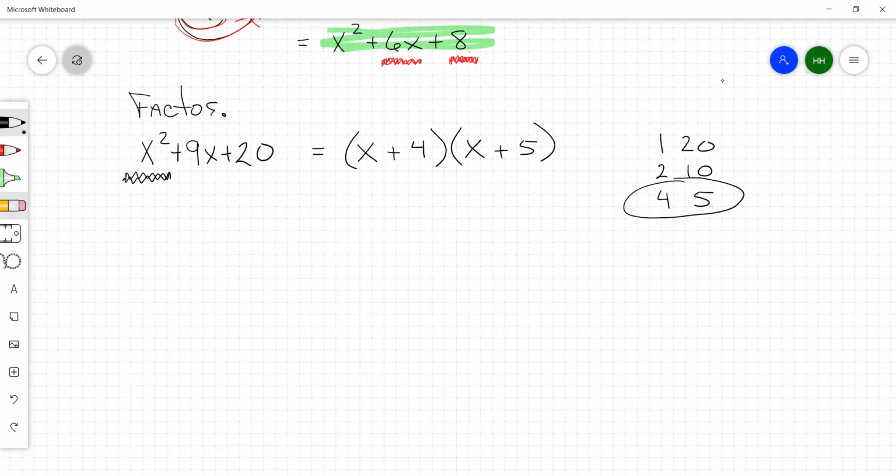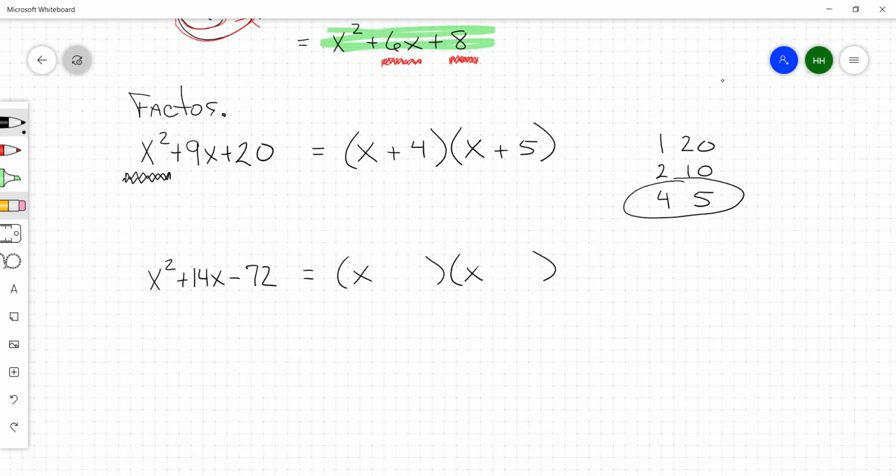Let's try x squared plus 14x minus 72. All right, again, your first term in your trinomial is x squared, so you're going to factor this. Your two binomials are going to both start with x. And now we're looking for factors of negative 72.